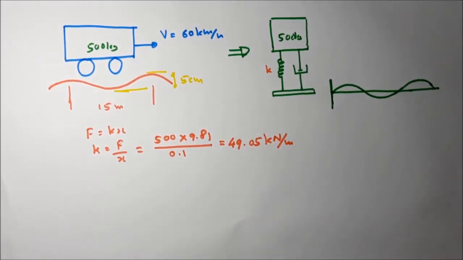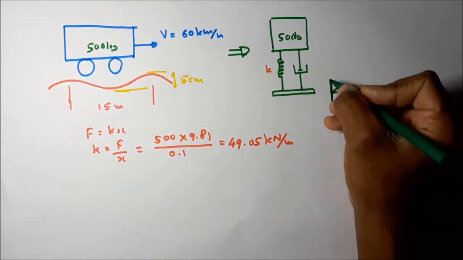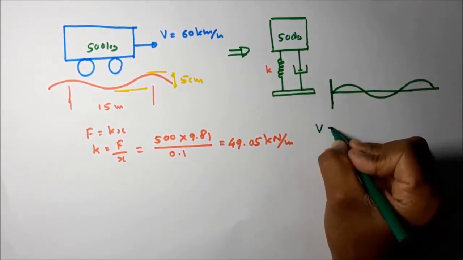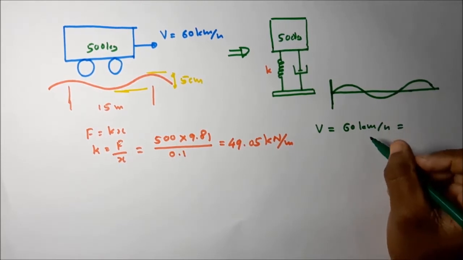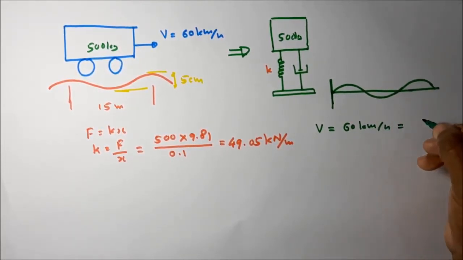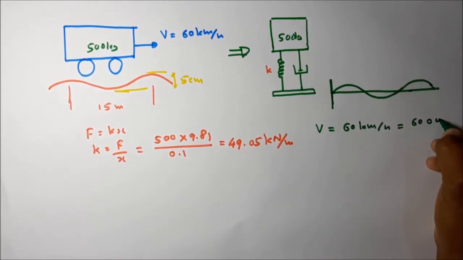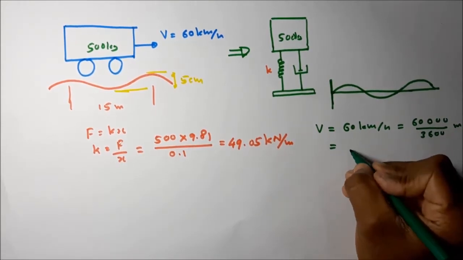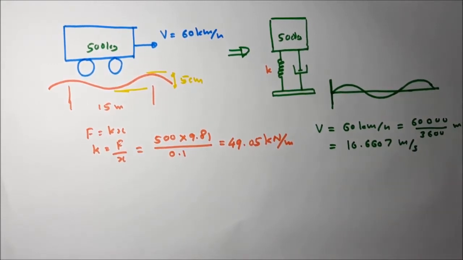Then also we can calculate the omega f. That means this frequency we can calculate. First of all, we have to convert vehicle velocity. What is the vehicle velocity? 60 kilometer per hour. Then I am going to convert into meters per second. 60,000 divided by 3,600. So that is equal to 16.667 meters per second.